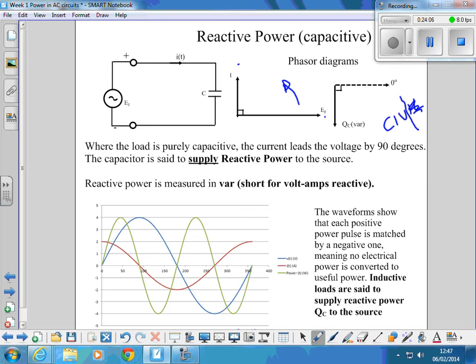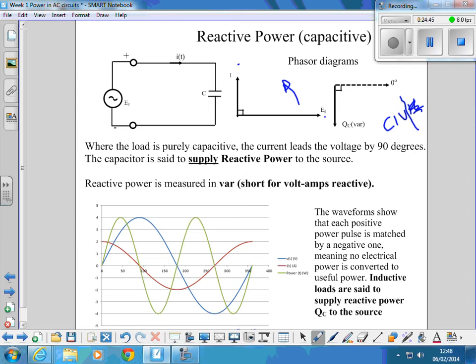Again, this reactive power QC is measured in VAR, short for volt amps reactive. It's got the same units as the inductive one. And overall, when we look at whole circuits, we're going to be interested in the difference between those two. So you're going to have a positive reactive power, and if you've got capacitance as well, a negative reactive power, and the overall reactive power in that circuit is going to be the difference between the two. But more about that later, possibly next week.